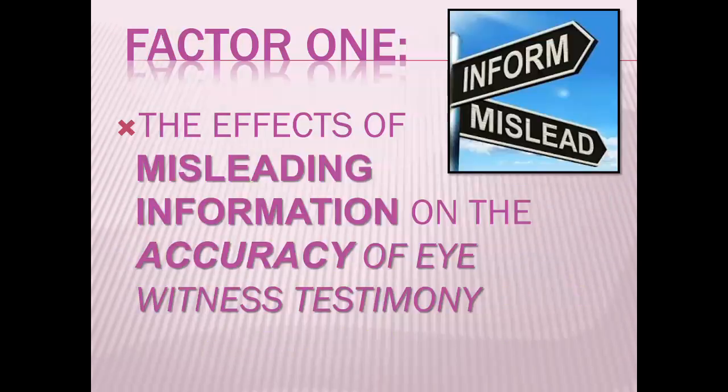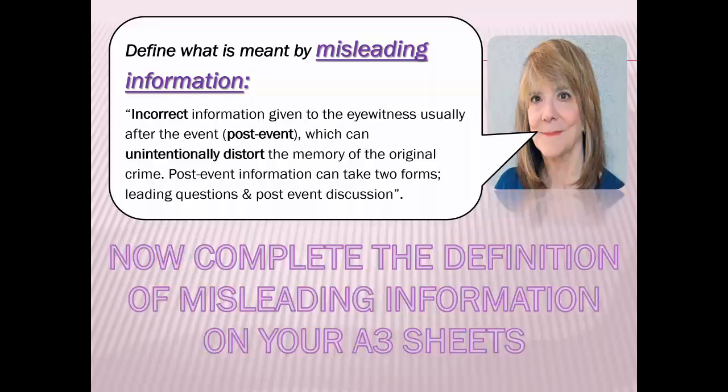So the first factor that we're going to be looking at is the effects of misleading information on the accuracy of eyewitness testimony. The first kind of misleading information that we're going to be dealing with is basically a misleading question. So misleading information is known as incorrect information given to the eyewitness, usually post-event, so after it's occurred, which can unintentionally distort the memory of the original crime. Now, it's important that you understand that this is totally unintentional. Sometimes police officers will use these misleading questions by mistake, but post-event information normally takes two forms. We've got leading questions and then we've got post-event discussion, which we'll get onto in a little while.